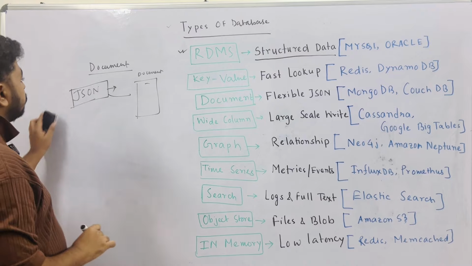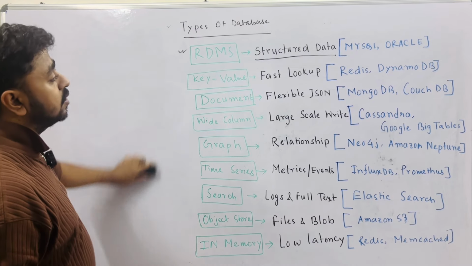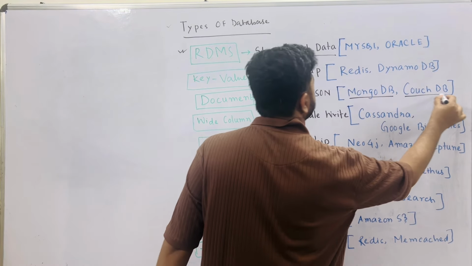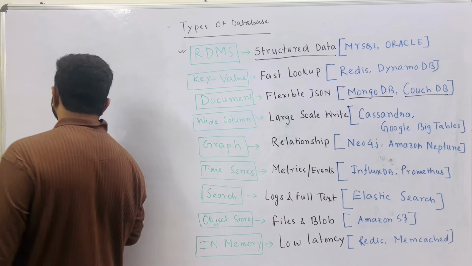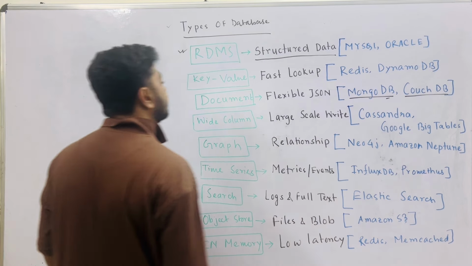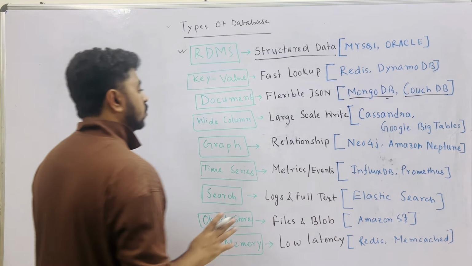The most widely used document database is MongoDB. CouchDB also is nowadays getting used, but what I have seen in my career, MongoDB is the most widely used document database.